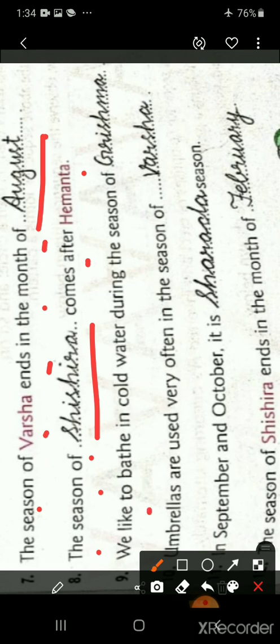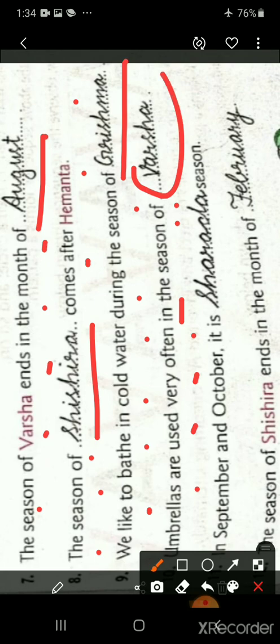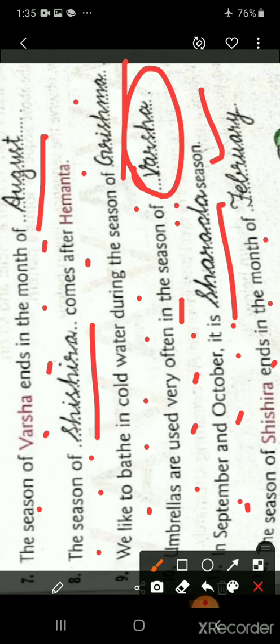Number 9, we like to bathe in cold water during the season of, yes, Grishma. Grishma means summer season. Okay. Umbrellas are used very often in the season of, yes, Varsha Ritu. Okay. In September and October it is which season? Yes, Sharad season is there. The season of Shishir ends in the month of, yes, February. You will write like this.